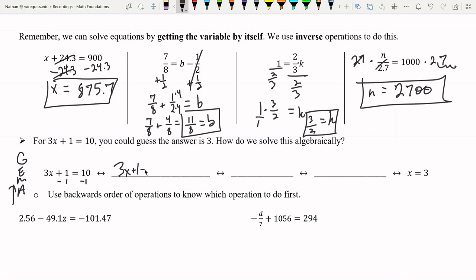3x plus 1 minus 1 equals 10 minus 1. Those, of course, cancel, giving us just 3x equals 10 minus 1 is 9. And here we have a one-step equation, just like we just did. I need to divide by 3 on both sides to get x by itself. That will cancel there, and 9 divided by 3 is 3. So that's our solution there.